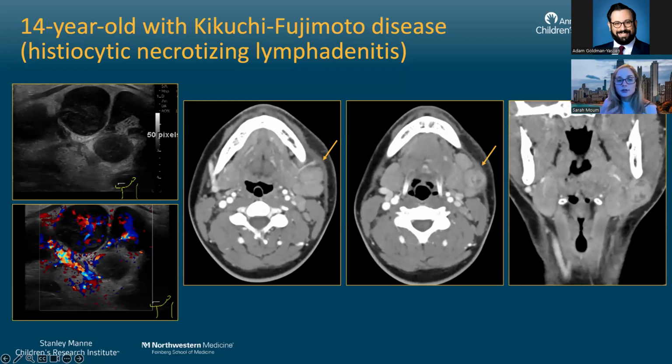Because of the concern for lymphoma and possibly lymphoma with superimposed infection, the patient went on to biopsy, surgical biopsy for further characterization and diagnosis. And this was path-proven Kikuchi disease or Kikuchi Fujimoto disease, which is a benign idiopathic necrotizing cervical adenitis that's most common in young Asian adults.